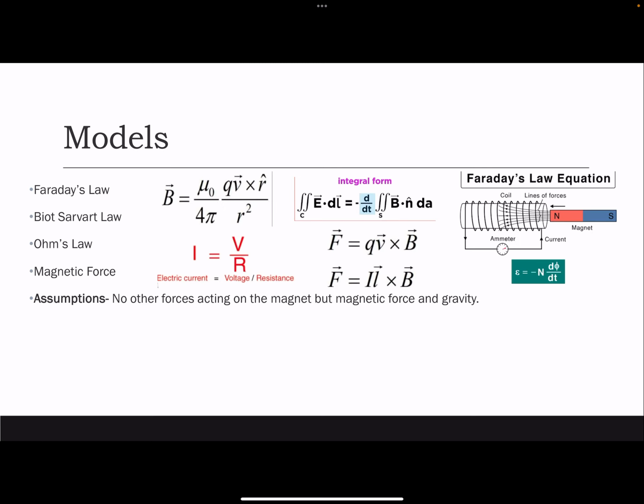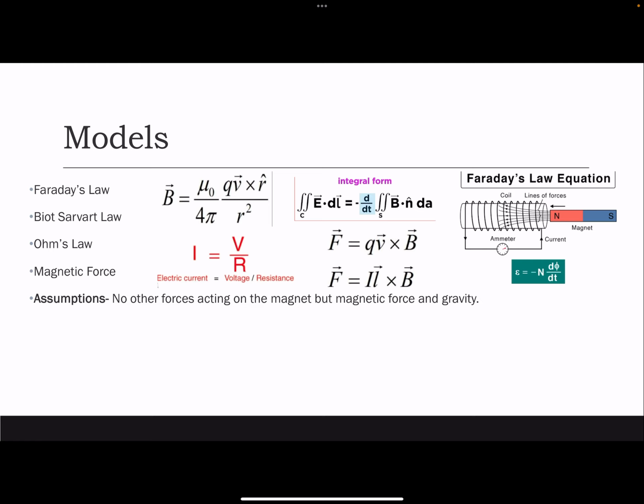So the models used are Faraday's law, the Biot-Savart law, Ohm's law, magnetic force, and all their equations are seen on the right, which I'm sure we're all familiar with. And as you can see on the Faraday's law equation, this is kind of similar to our experiment, except the magnet will be turned the other way. The south pole end should go in first in our experiment.